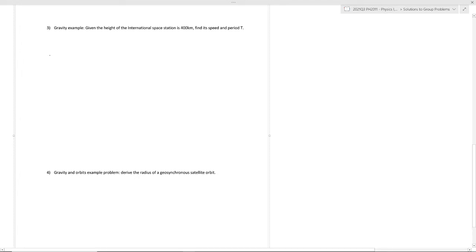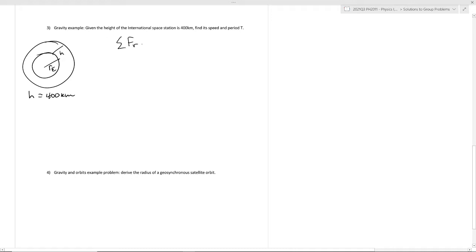So give ourselves a little cartoon of what's going on. We have the Earth, and the International Space Station is in low Earth orbit. If I can draw a circle here around it at some height, and that height is about 400 kilometers. And so we want to find the speed and the period for this orbit. So this question starts like a lot of these questions.